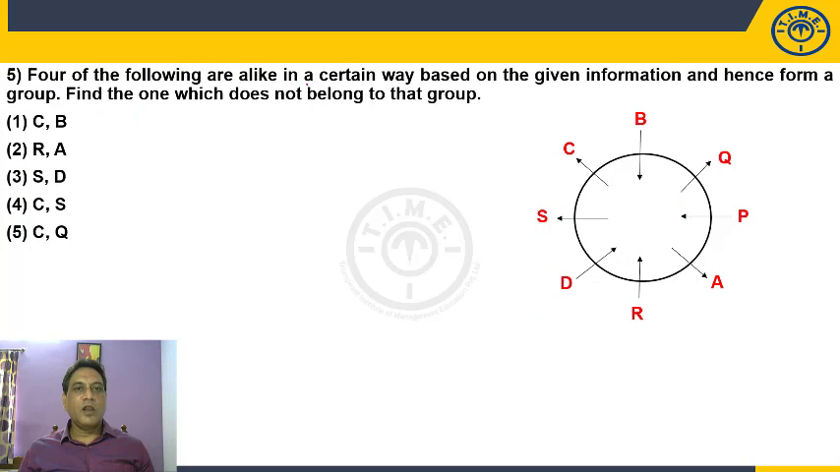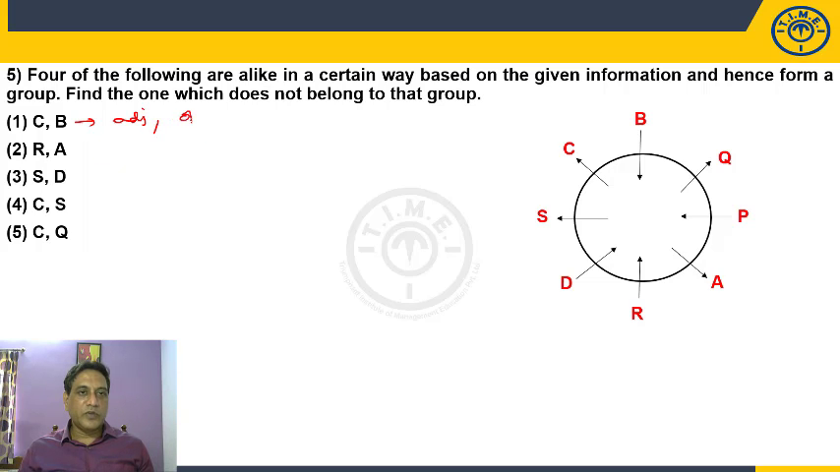4 of the following 5. So this is an odd man out question. 4 of the following 5 are alike in a certain way based on the given information and hence form a group. Find the one which does not belong to that group. Okay, let us check what is about C and B. C and B, they are in adjacent positions. We have to write down all the attributes. We do not know on basing on which attribute we are going to answer the question. We are not sure.